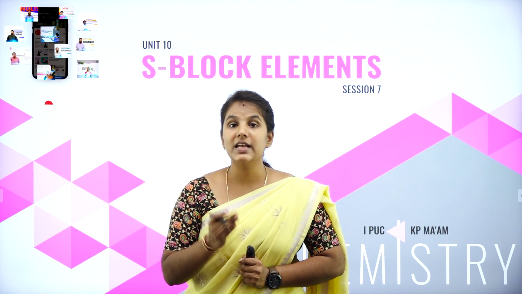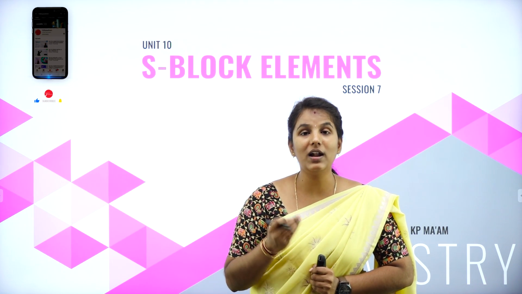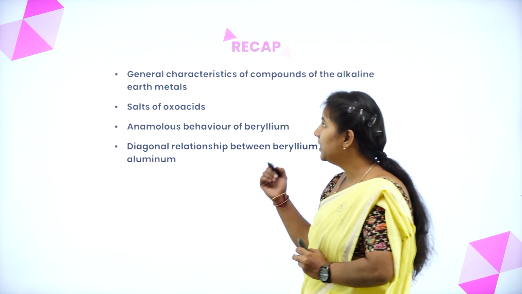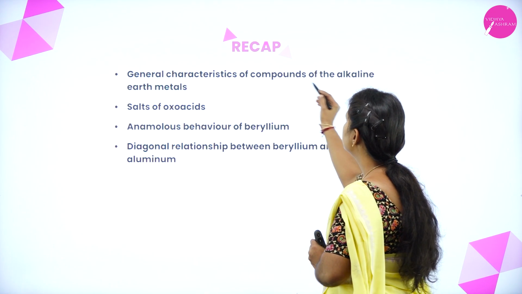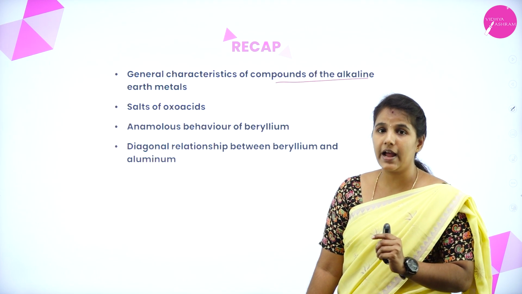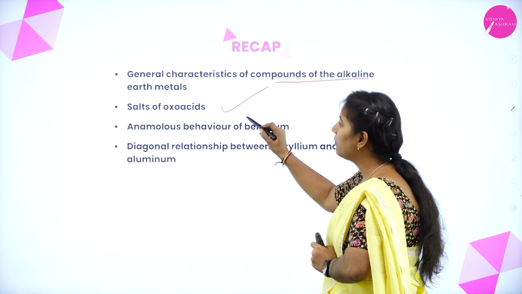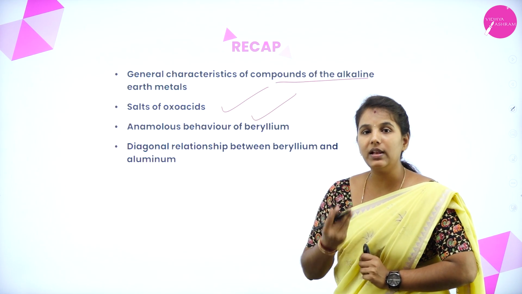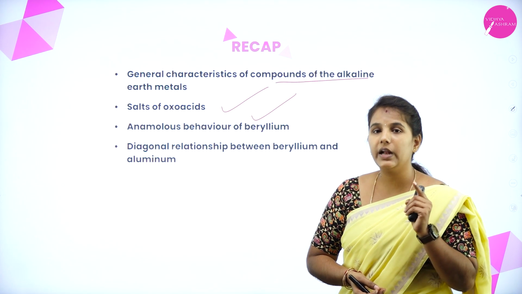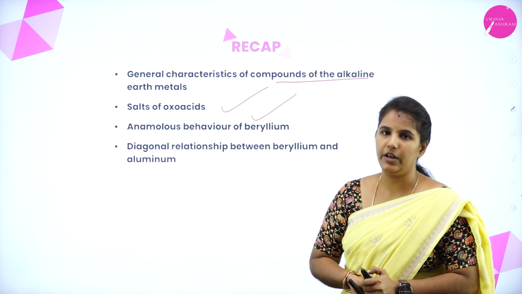My dear students, in our last discussion, we were dealing with the unit called s-block elements. Under that, we discussed the general characteristics of compounds of alkaline earth metals, and the salts of oxoacids, and we learned the anomalous behavior of beryllium, and also understood the diagonal relationship between beryllium and aluminium.